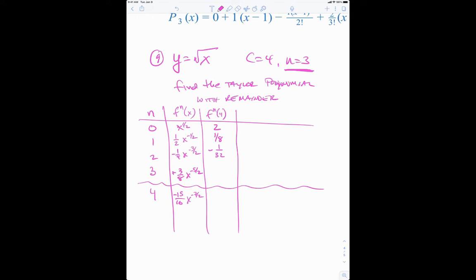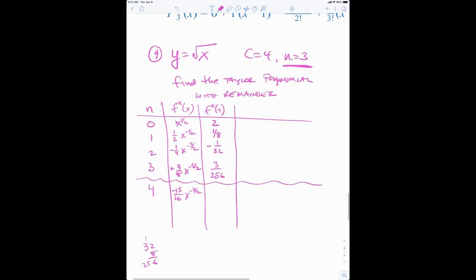The next one, square root of 4 is 2. 2 to the 5th is 32. That's going to be on the bottom. So it's going to be 3 over 32 times 8. Real quick, 32 times 8, that's 256. All right. On the remainder, remember, we don't put in that c. We put in what we're going to call z. Okay, we're going to put in z. So that's really easy. That's actually easier. Z to the negative 7/2.